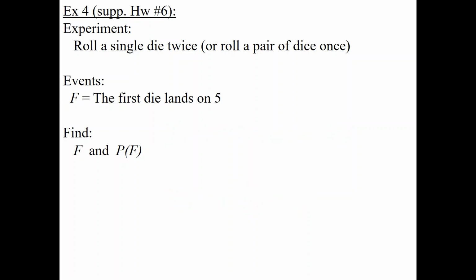F is the event that the first die lands on 5. So for F, you have to list all the outcomes where the first die lands on 5. So I guess it's 5, 1, 5, 2. Any outcome where the first one lands on 5. They don't mention anything about the second one, so the second one can be anything. So let's keep going: 5, 3, 5, 4, 5, anything. So it looks like those are all the outcomes there.